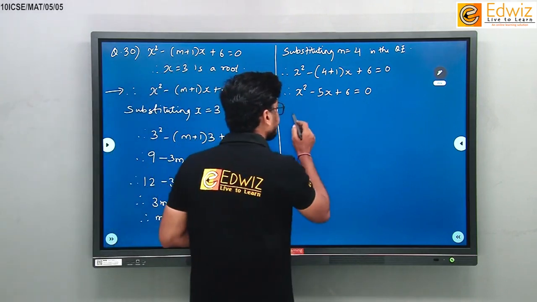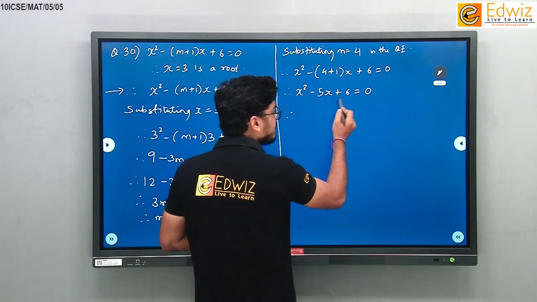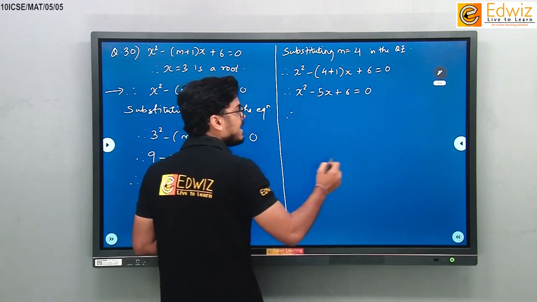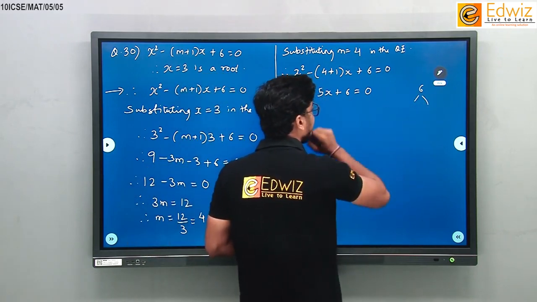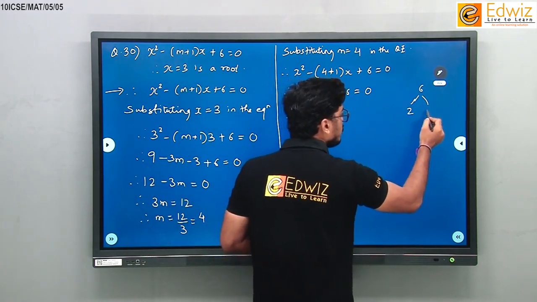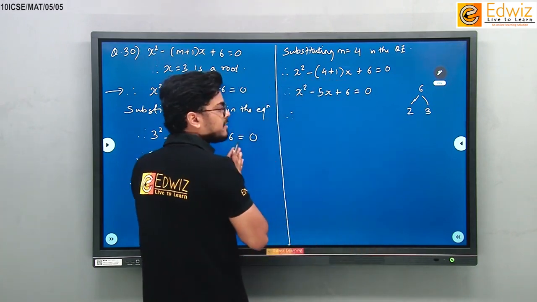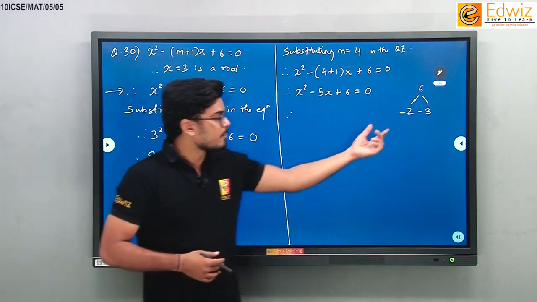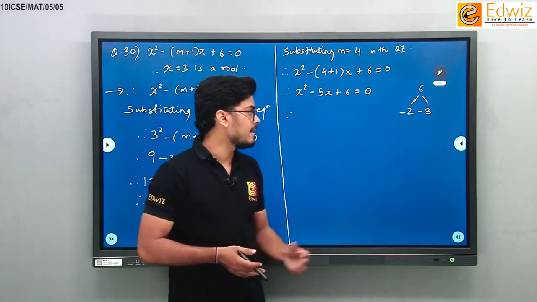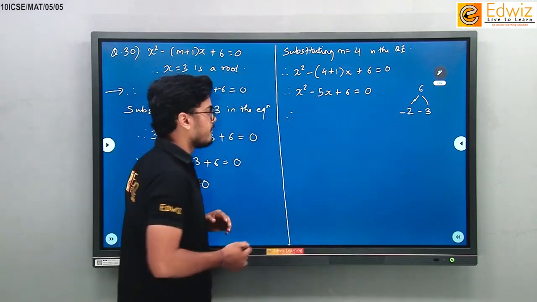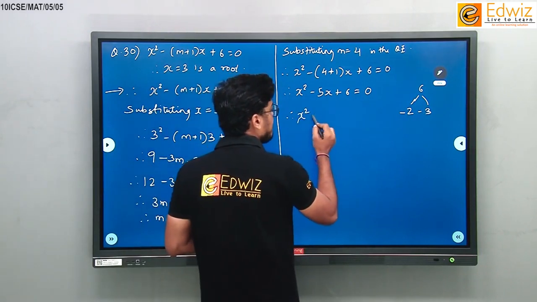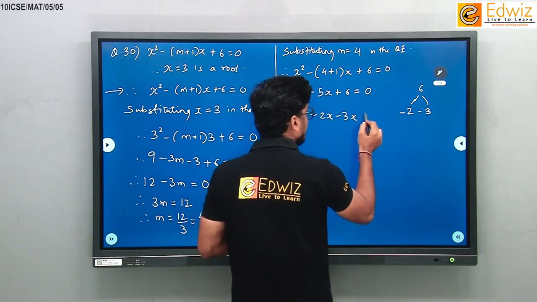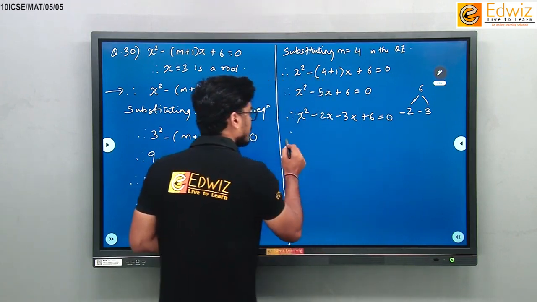Let us check. We need to find factors of 6 such that the addition of those two factors will be 5, minus 5. So we know 2 3s are 6, but since it is minus 5, both these factors have to be negative. Only then will the product be positive 6 and their addition negative 5. So x square minus 2x minus 3x plus 6 equal to 0.